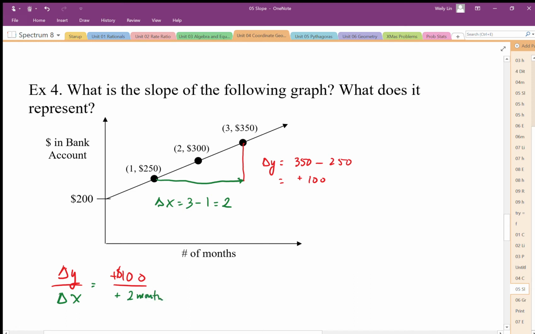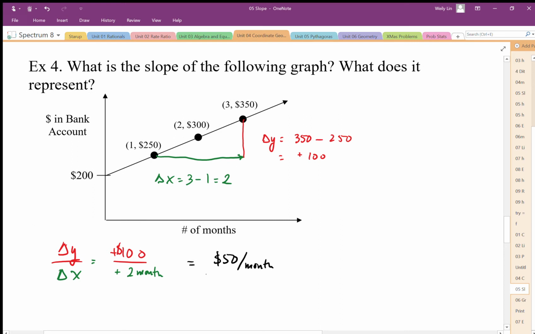$100 every 2 months. Now, we could probably simplify this into a unit ratio. If I divide, I get my unit ratio, and I get $50 per 1 month. So every month. Okay, and that is the rate of the problem. So this is a rate at which we're growing money. We're growing money at $50 per month. Okay, and this is a rate. The slope is the same as my rate in this particular problem.